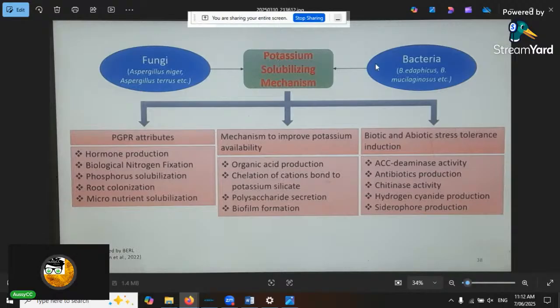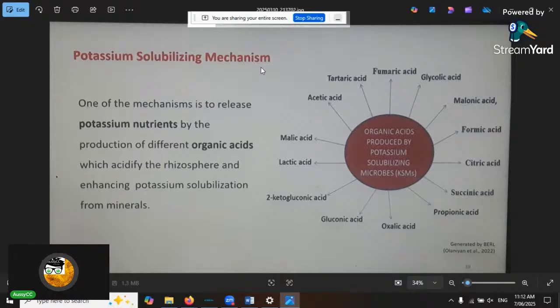Fungi, solubilization mechanism, bacteria. So this is to do with potassium, and it's just showing bacteria and fungi as they're breaking it down. So different things they do, mechanisms and stress tolerances, plant growth promoting rhizobacteria attributes. Potassium solubilizing bacteria has many different acidic benefits. Different organic acids over here. You can see there's heaps of them. At least a dozen. I'm not going to read all of them.